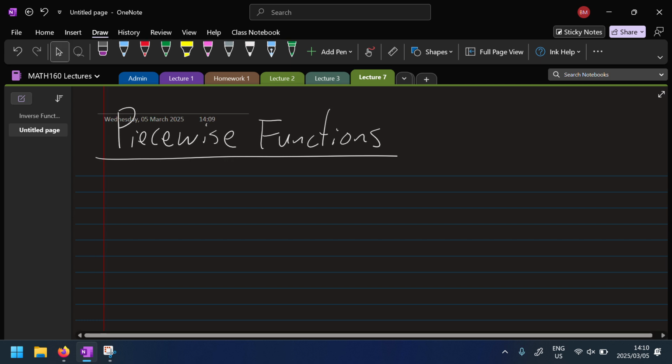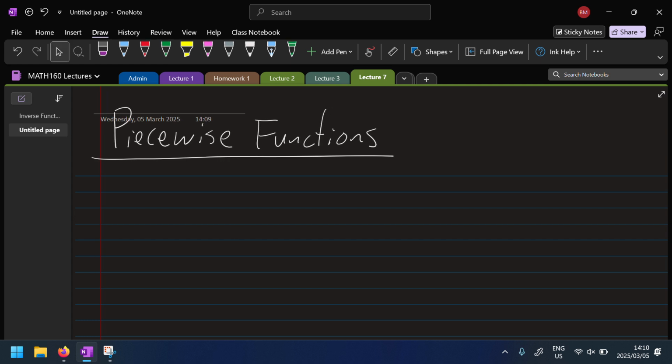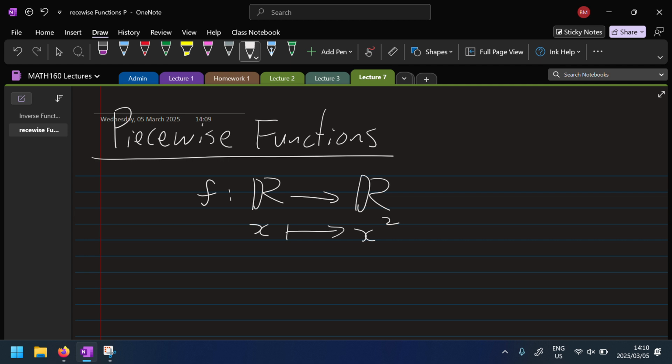The functions that we've seen so far have an input that goes to an output. For example, we can have f going from real numbers to real numbers, x going to x squared. So one rule: you give me x, I give you x squared. Whatever x you give me, I always give you x squared.